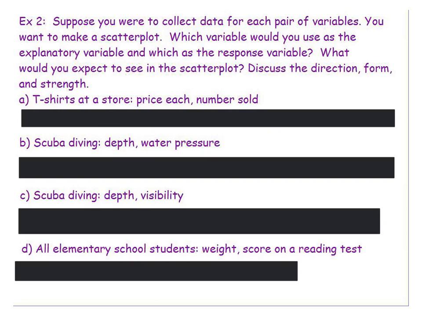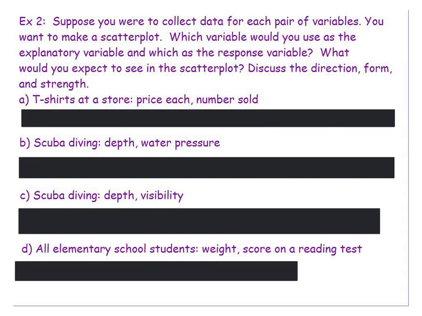Suppose you were to collect data for each pair of variables. You want to make a scatter plot. Which variable would you use as the explanatory? Remember, that's the one on the x-axis. And which one as the response variable, which is the y variable? What would you expect to see in the scatter plot? When we talk about explanatory and response, explanatory is the one that's doing the decision making. The other one is the one that is being affected by the decision.